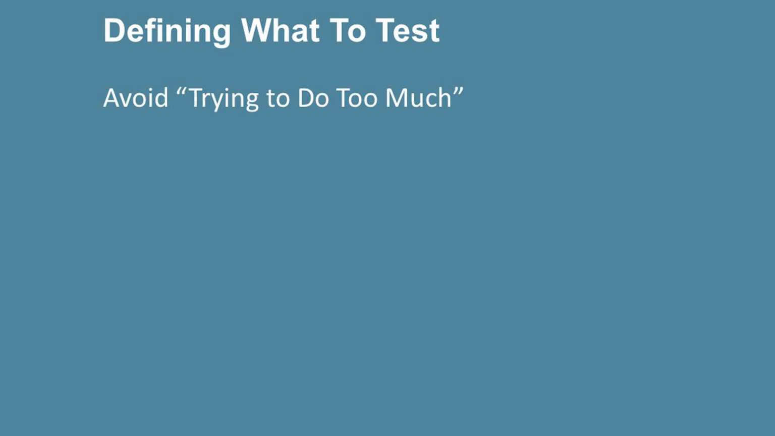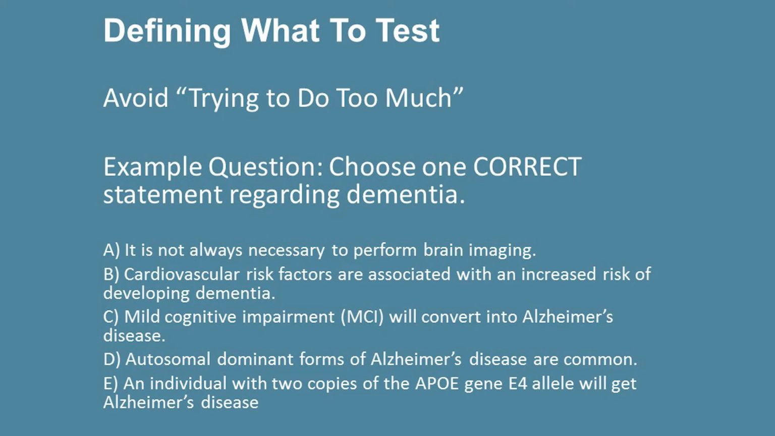When you're writing your MCQ, you want to hone in on what it is specifically you want to test, and you want to avoid the temptation to do too much with one MCQ. One MCQ really should only test one specific topic or one specific part of an illness or presentation. Here's an example of a question that I think is trying to do too much. Have a look at this question.